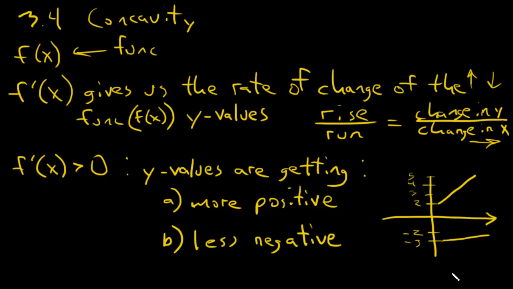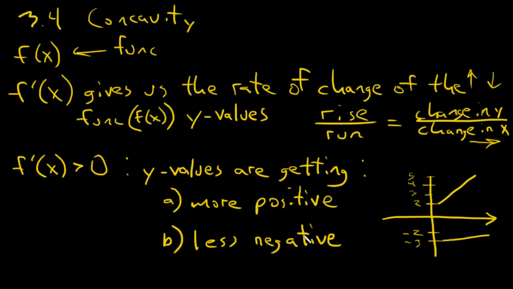So I know it's a very strange way to think about it. What slope is really doing is telling you how the y's are changing as I move in this direction over here, for the x's to the right. They're either getting more positive or less negative.